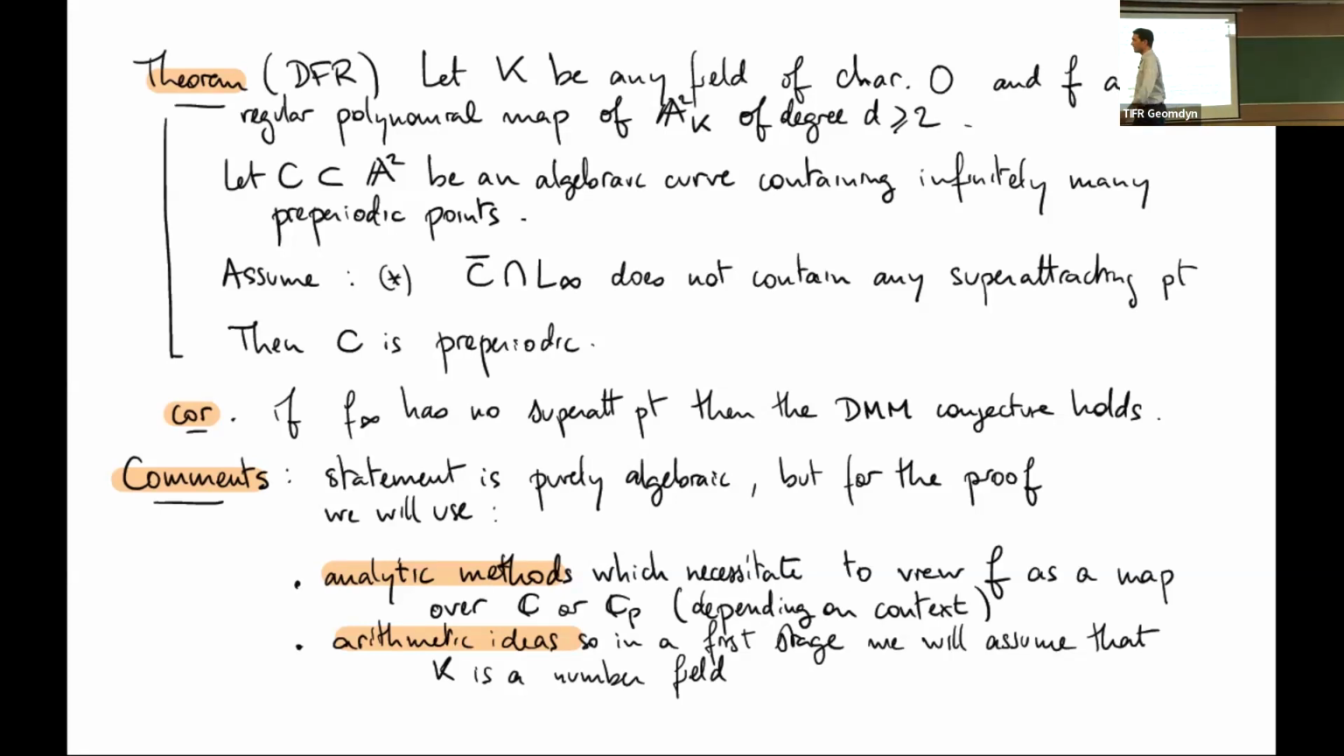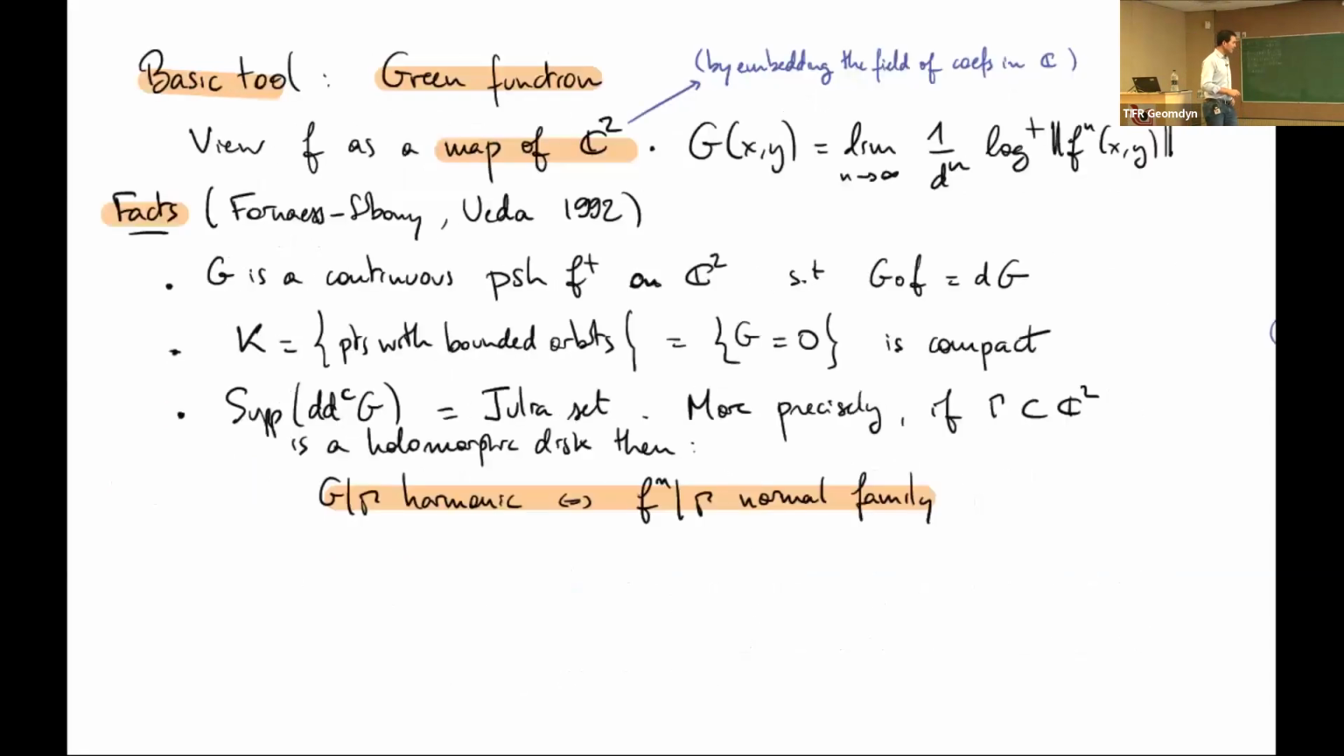Okay, so I do have some time, I think. So I try to explain the proof, which is actually not so long. It was a surprise to us that the proof is not so long and not so complicated. Okay, so the basic ingredient you need for the proof is the dynamical Green function. So the dynamical Green function is defined like this. Take any point in C2.